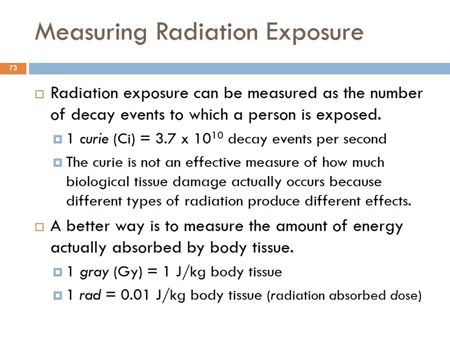A better way, but not the best one, is to measure the amount of energy that's absorbed. Units for that are grays and rads. A gray is a joule per kilogram of body tissue. That turns out to be a large unit, and so the rad, which is short for radiation absorbed dose, is 0.01 joules per kilogram of body tissue. It's the amount of energy that's absorbed by the body tissue.